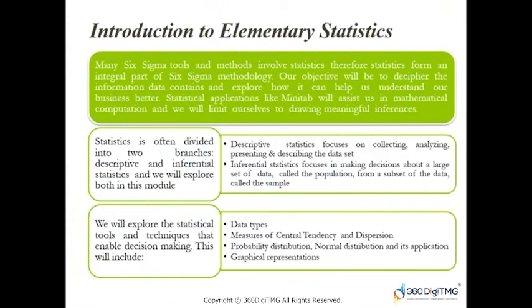All right. We will also explore the statistical tools and techniques that enable decision making, which would include what are the data types, what are the measures of central tendency, what are the measures of dispersion, what is the probability distribution, and among that, there are a lot: beta distribution, gamma distribution, binomial, Poisson, and so on and so forth. But we'll be primarily discussing the normal distribution in this section and its applications. And also we'll look into how to graphically represent the data so that it's extremely relevant for us rather than crunching a huge set of numbers. There's a famous saying, right, that a picture speaks 1,000 words. Hence, we will look into a few of the graphical representations such as box plot, etc.